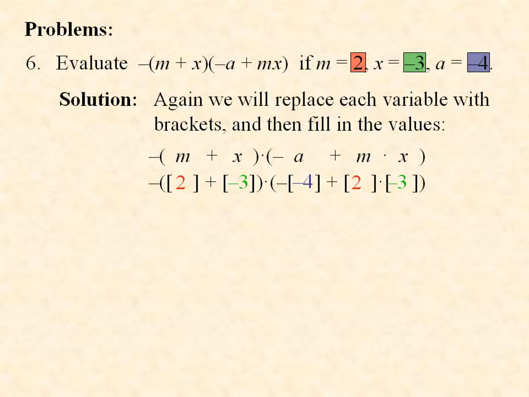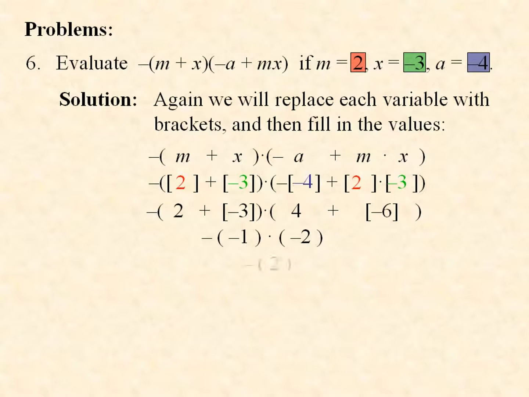Now let's see what we can do with that. I see the opposite of negative 4 in the second set of parentheses there. So we can rewrite this as the opposite of parentheses 2 plus negative 3 times parentheses positive 4 plus negative 6. You see the negative 6 is because we've got 2 times negative 3 at the end there. And then we work out those parentheses, and we have the opposite of negative 1 times negative 2. Well, negative 1 times negative 2 is positive 2, so we have the opposite of 2, which is negative 2.